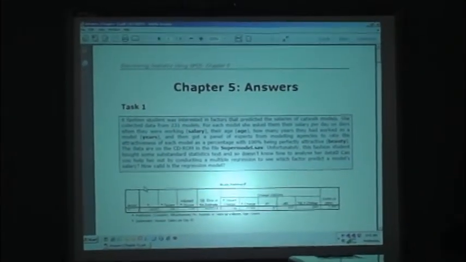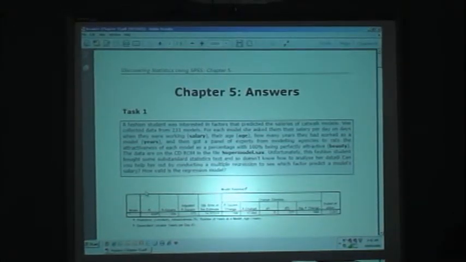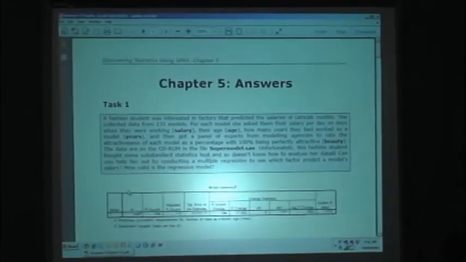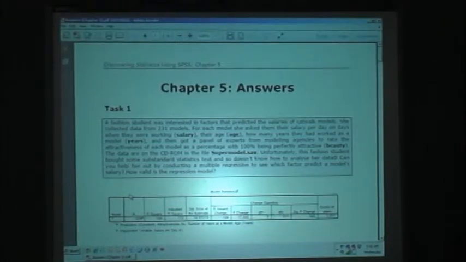A fashion student was interested in factors that predicted the salaries of catwalk models. She collected data from 231 models. She asked each model their salary per day on days when they were working, called salary, their age, and how many years they had worked as a model. Then she got a panel of experts from modeling agencies to rate the attractiveness of each model as a percentage, 100% being perfectly attractive, called beauty. The data is uploaded in a file.